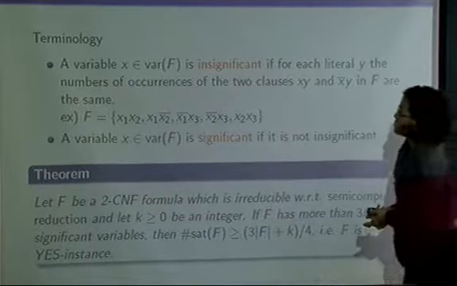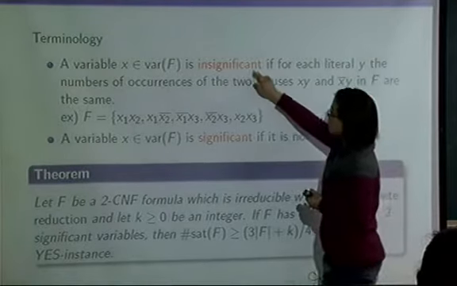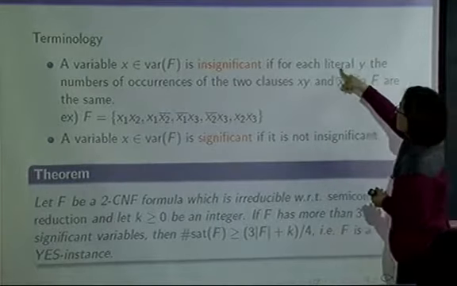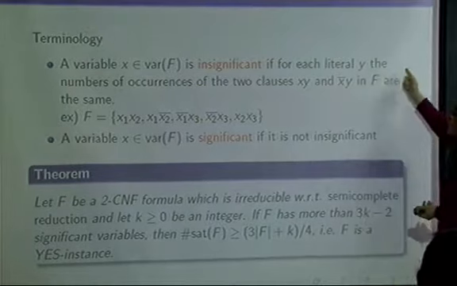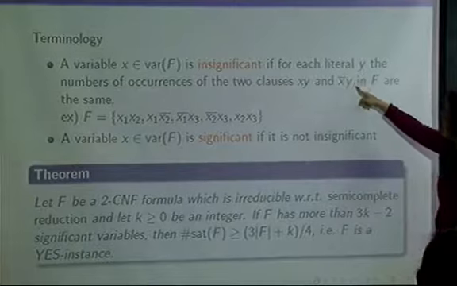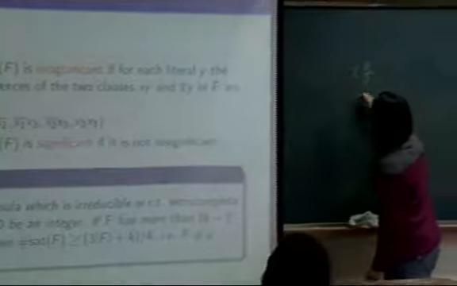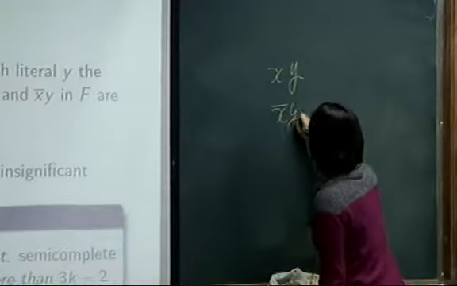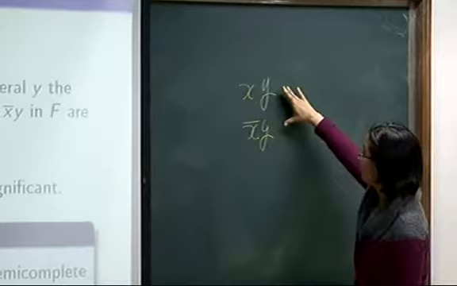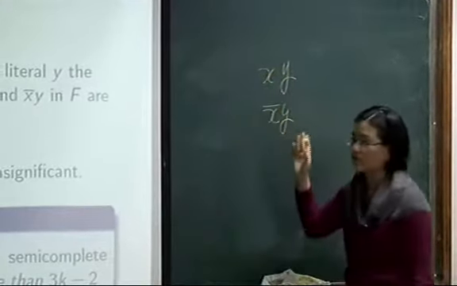Well, I'll start from here. First we need some terminology. A variable is insignificant if for each literal y, the number of occurrences of the two clauses xy and x negation y are the same. So what it means is that whenever xy appears, we have x negation y. If this pairing happens for some variable x, then we say it's insignificant.